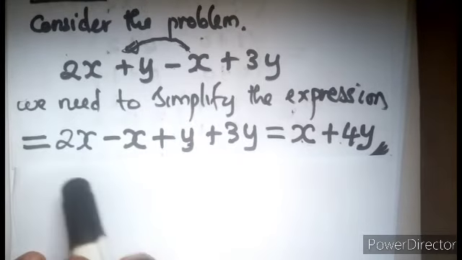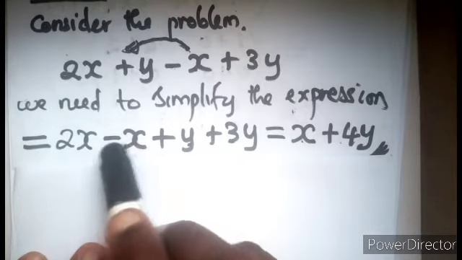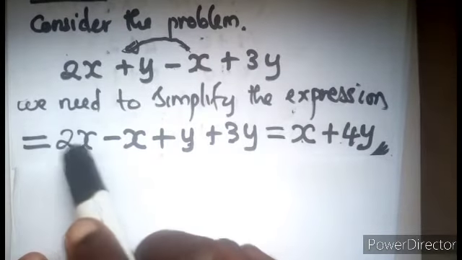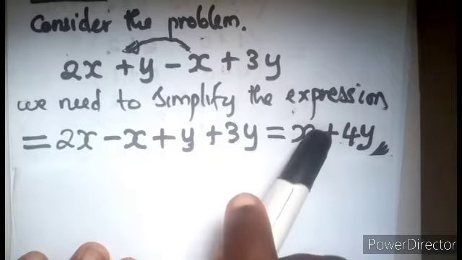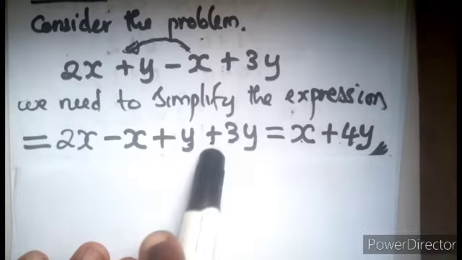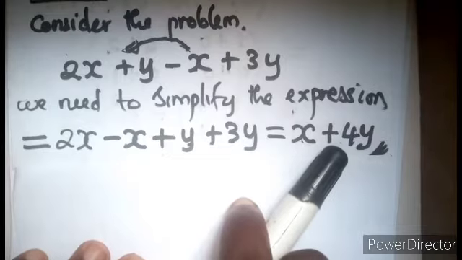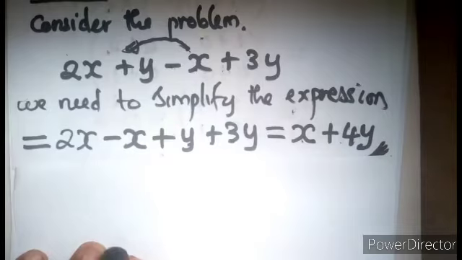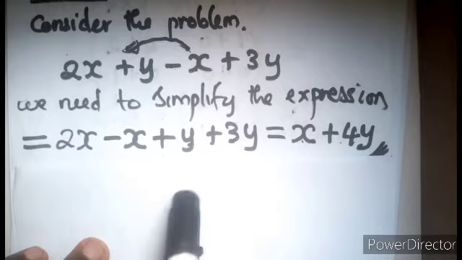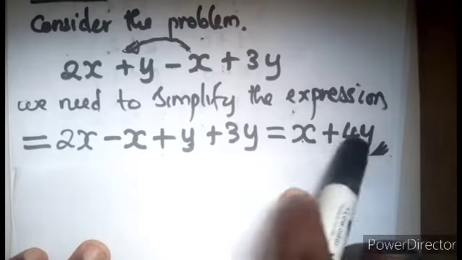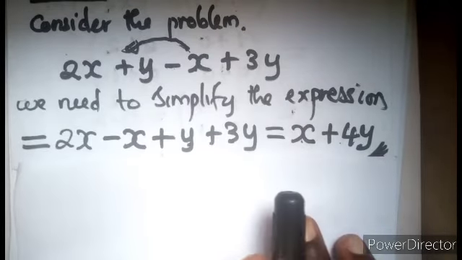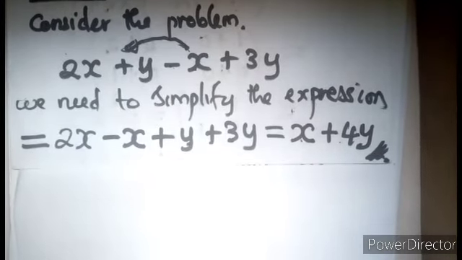And so we work it out. 2x minus x is the same thing as 2 minus 1. 2 minus 1 is 1. So 2x minus x is x. Also, y plus 3y is 4y. So our final answer is x plus 4y, because we cannot add these two, as we talked about with the addition of unlike variables. We can't add these two together to have a single variable.